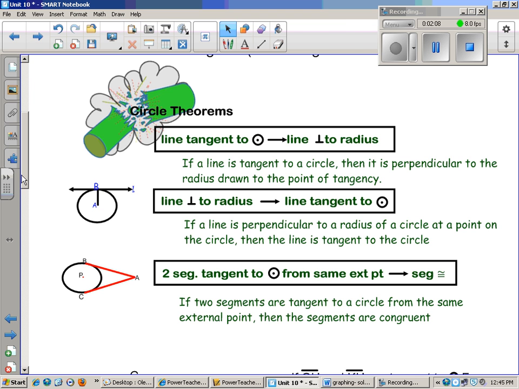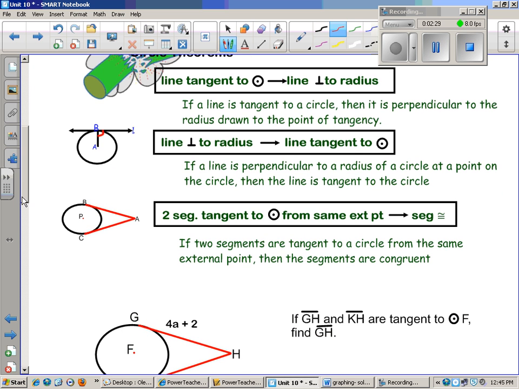So we said if a line is tangent to a circle and you draw a radius to that point of tangency, it makes perpendicular lines. Okay? And the opposite is true. If you've got perpendicular lines, then you know that that line was tangent. Right?